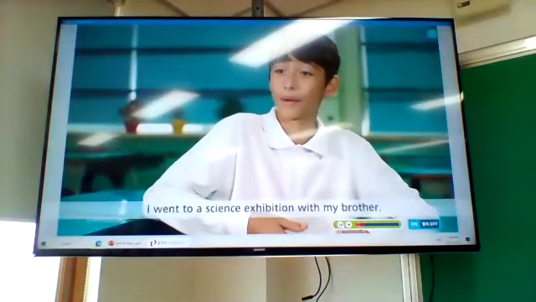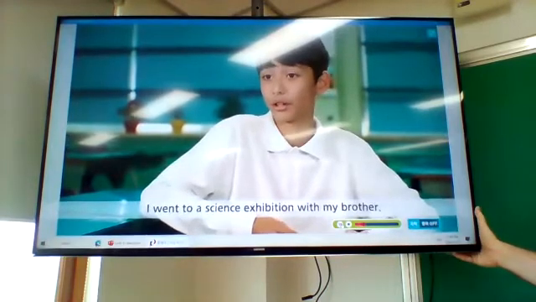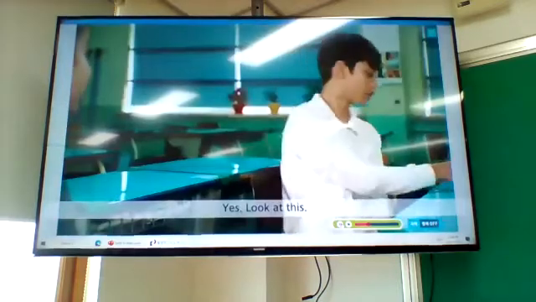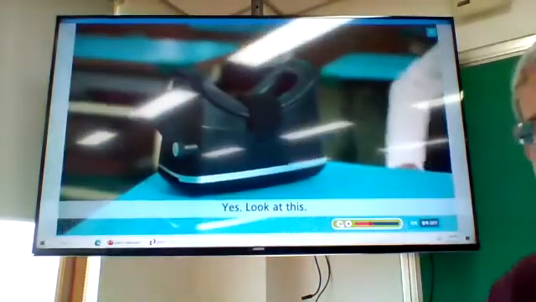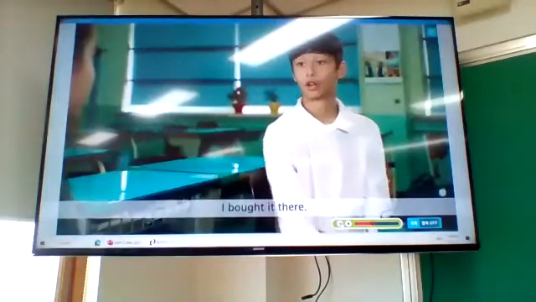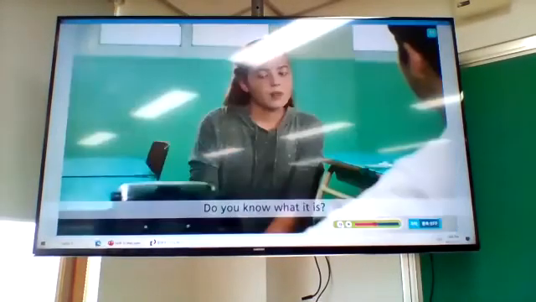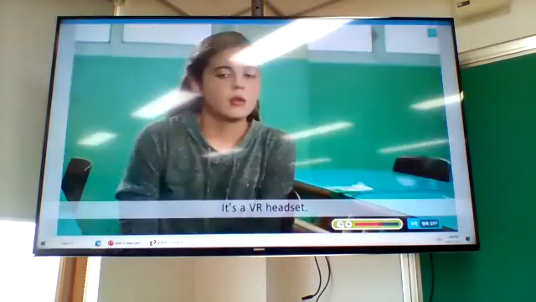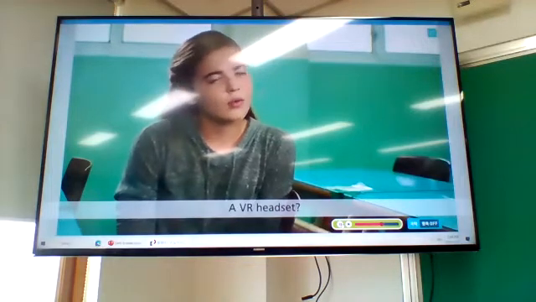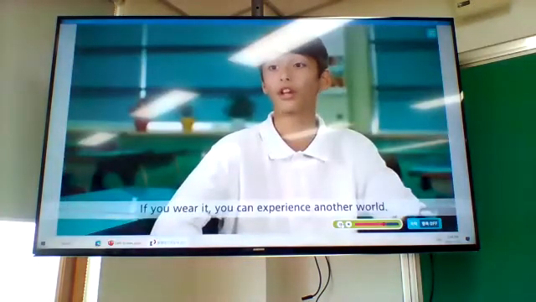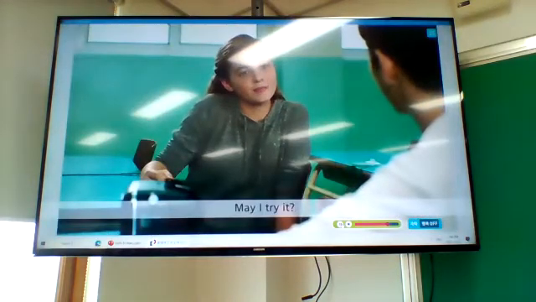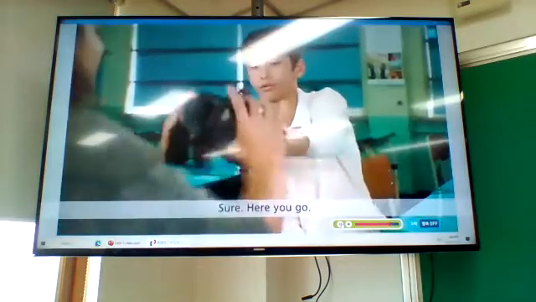How was your weekend, Hojin? I had a great time. I went to a science exhibition with my brother. Did you? I heard there were so many interesting things. Yes, look at this. I bought it there. Do you know what it is? Well, I'm not sure. What is it? It's a VR headset. A VR headset? What is it for? If you wear it, you can experience another world. Sounds cool. May I try? Sure. Here you go.